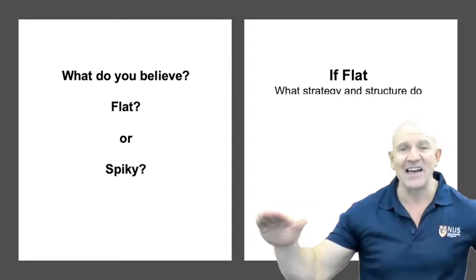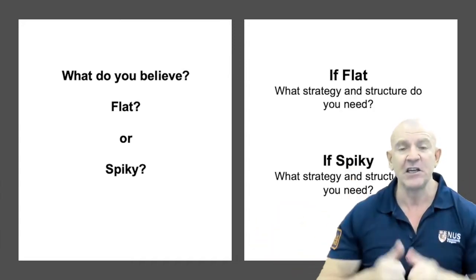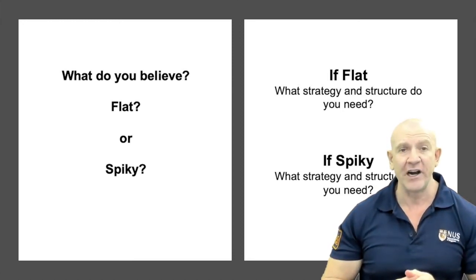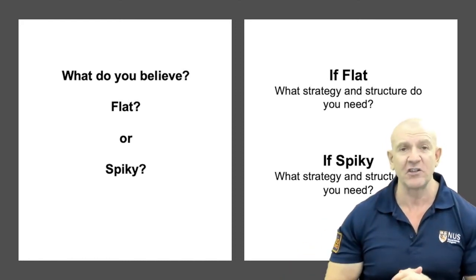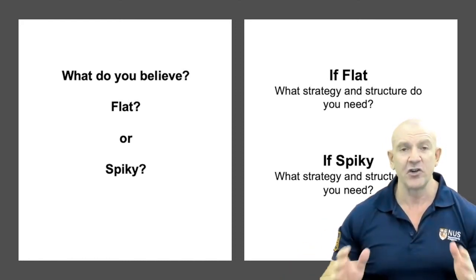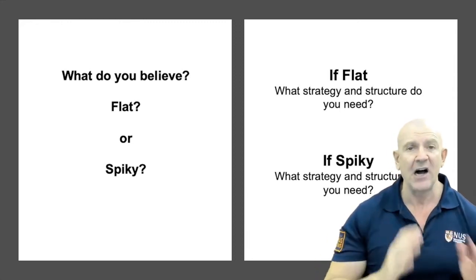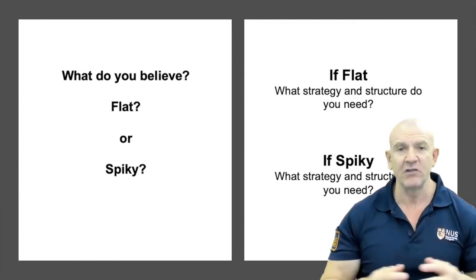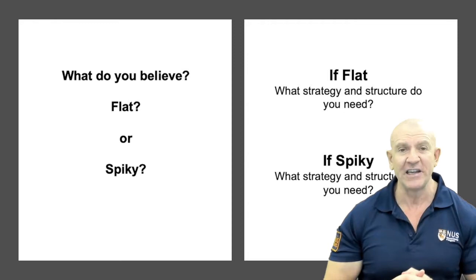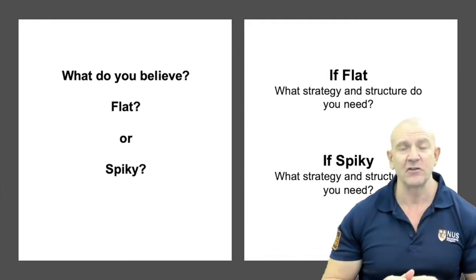If you think it's flat, then what strategy and structure do you use? If you think it's spiky, what strategy and structure do you require if you are going to be international? There are profound differences in the consequent strategy and structure that you adopt depending on your conclusions on whether the world is flat or spiky, or how flat or how spiky the world is. And that's really what we arrive at when we start thinking about how we structure multinational corporations.